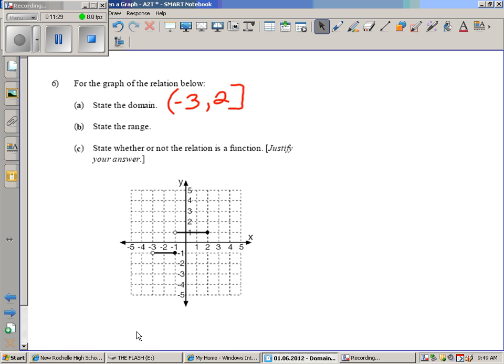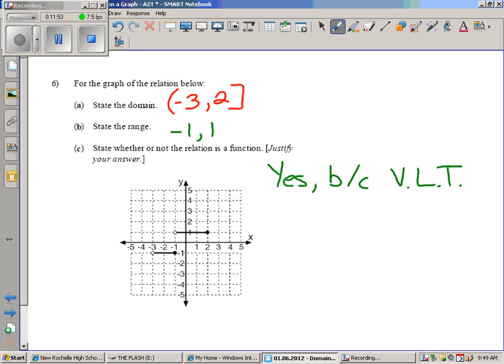Yes. One. Now, what's the range? Negative one, two. And one. -1 and 1. And is it a function, yes or no? Yes, because it passes the vertical line test.